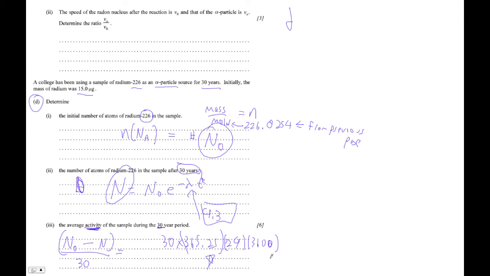What I did, by the way, was I didn't do that at all. I used the idea that activity is lambda n. Okay, so I used an average n. So I did the activity, which is 4.3 times 10 to the minus 4th, times the average, so n plus n naught over 2. You get exactly the same thing. So I thought that was the way to do it, but they didn't do it that way.